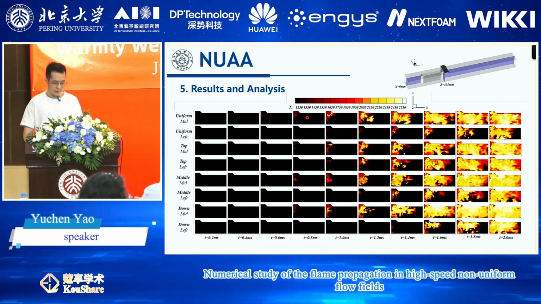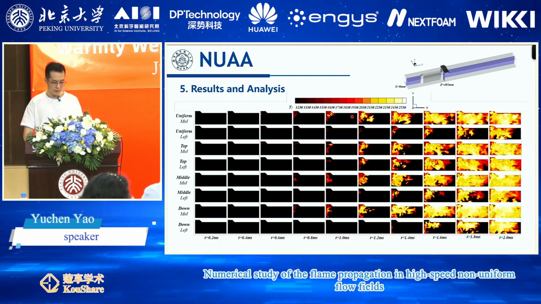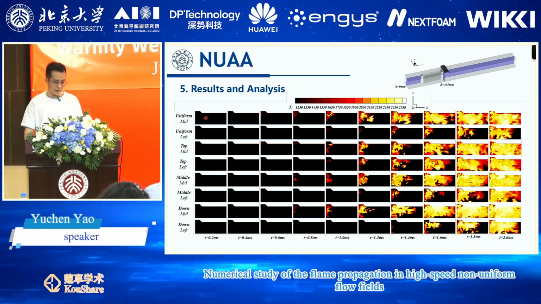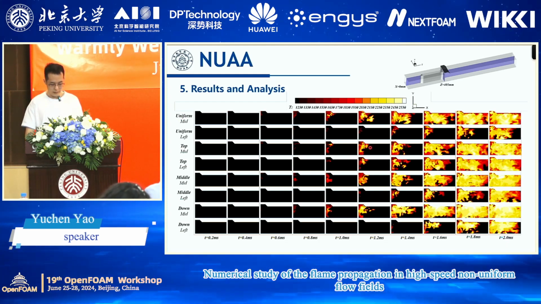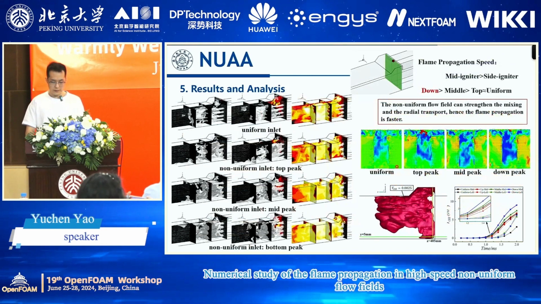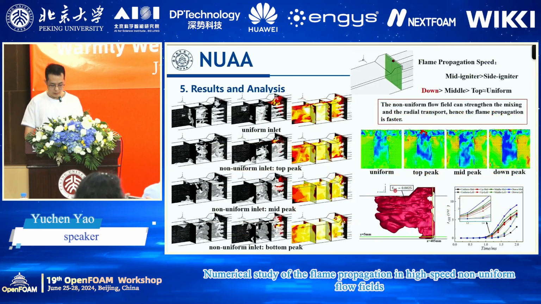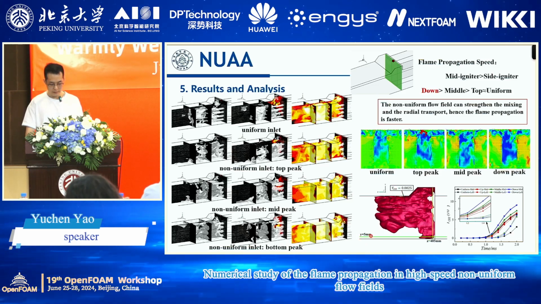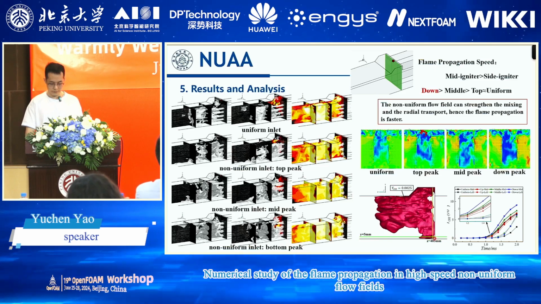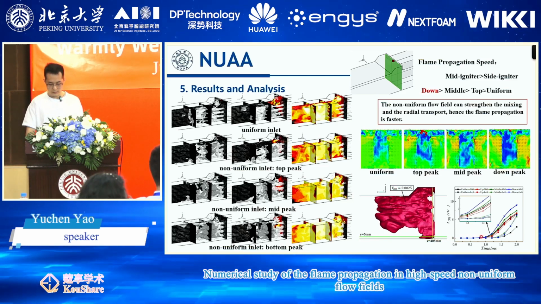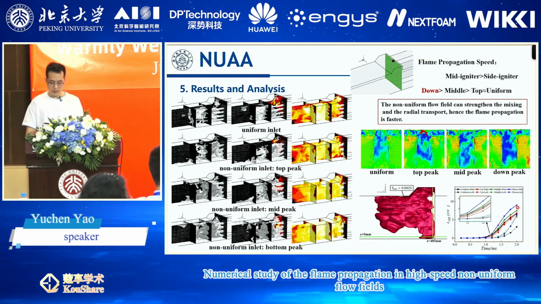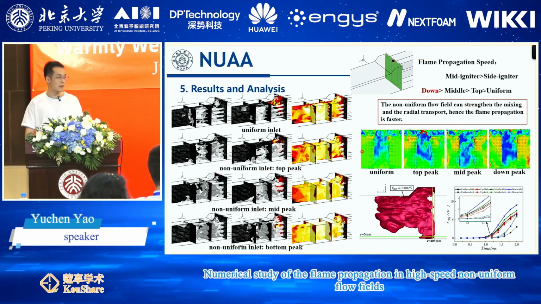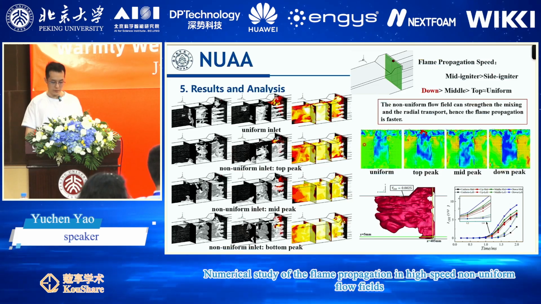We could tell that the flame propagation speed is much faster when I ignite in the mid position. We quantify the flame propagation speed with the OH radical of the slice near the bottom wall. As a result, the bottom peak distribution has the fastest flame propagation speed.